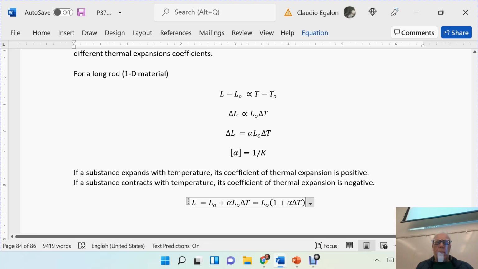Again, remember, think of that as a Taylor series expansion up to a first order. The length is a function of temperature. What do we have here? We have the zero order term, the length at the initial temperature T naught. And then we have the first order term, that includes this coefficient of thermal expansion, the original length, and delta T, right?